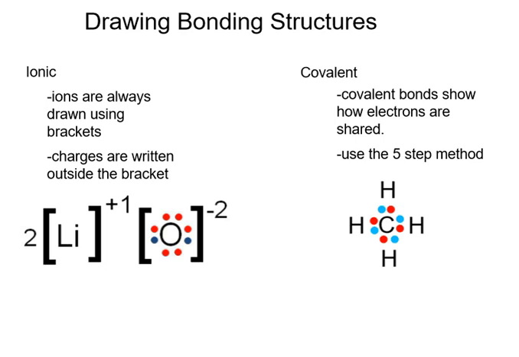I want to explain and demonstrate the different ways that we show bonding by drawing bonding structures for ionic and covalent compounds. The main difference is that for ionic compounds, we put the ions formed in square brackets and show the charge. This shows that we understand that the bonding happens between cations and anions, and that is electrostatic attraction. To draw covalent compounds, we draw overlapping orbitals, and we will do this by using something called the 5-step method.